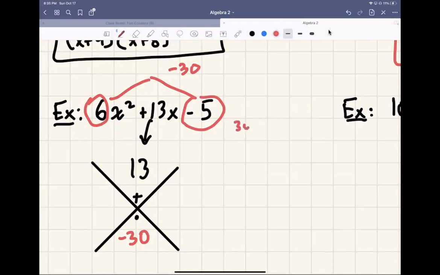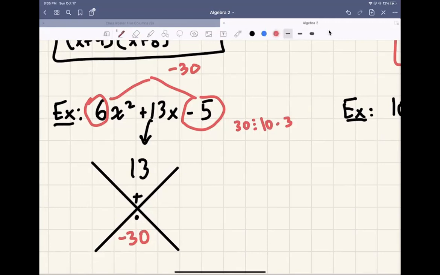30 is 10 times 3, right? If you put them both negative, negative 10 times negative 3 gives you a positive 30. So oops, that doesn't work. Let's see, let's try some other ones. Let's erase all of it. Let's try some other numbers.